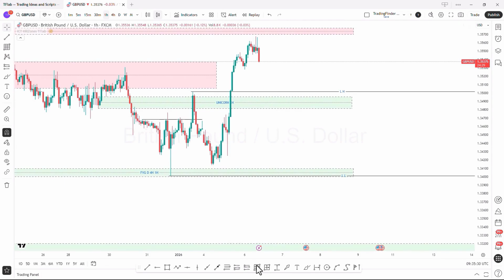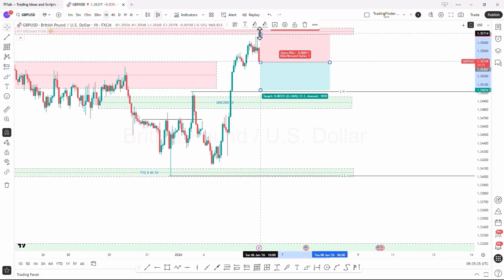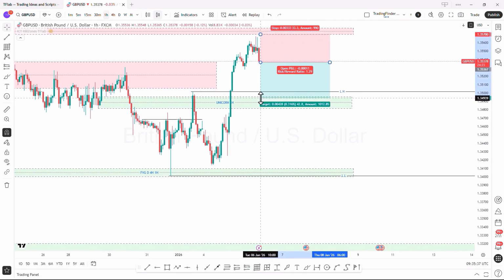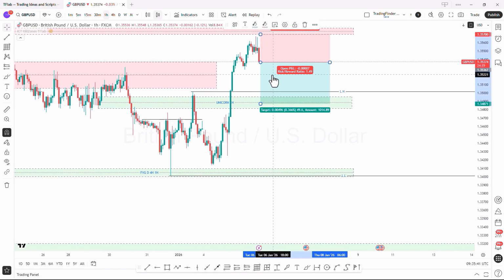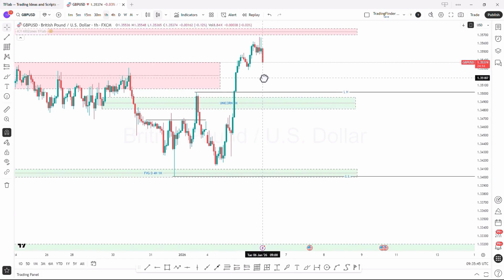And we can use this opportunity to enter a sell position, set the stop loss behind the zone, and the take profit at the edge of the unicorn or at the 50% level of the unicorn. We can set it so that it gives us a risk-to-reward ratio of 1.5.